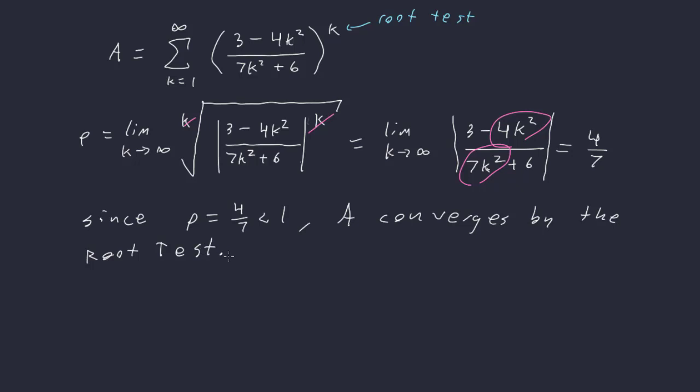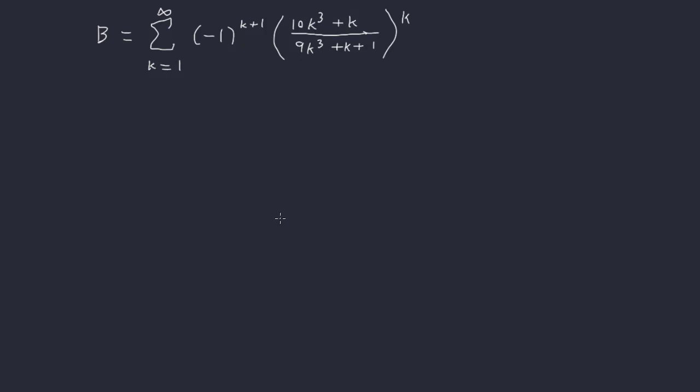All right, let's look at another one. Okay, let's consider this series now. The sum from k equals 1 to infinity of negative 1 to the k plus 1, all times (10k cubed plus k all over 9k cubed plus k plus 1), all raised to the k. All right, so I want to use the root test here, mainly because I have this piece all raised to the k, and remember, when we do this test, we can ignore this whole alternating piece.